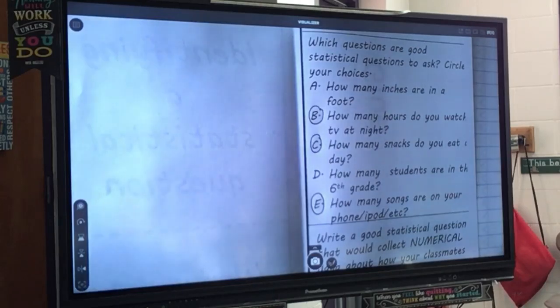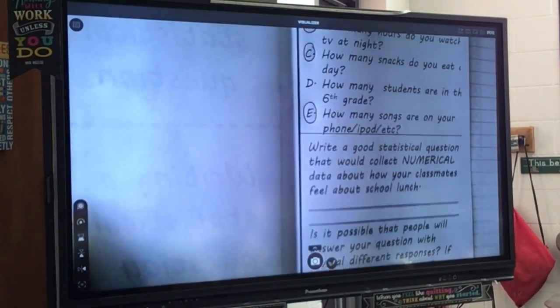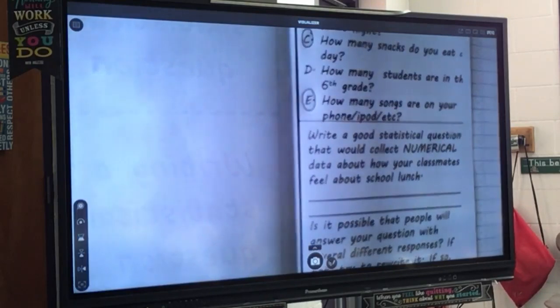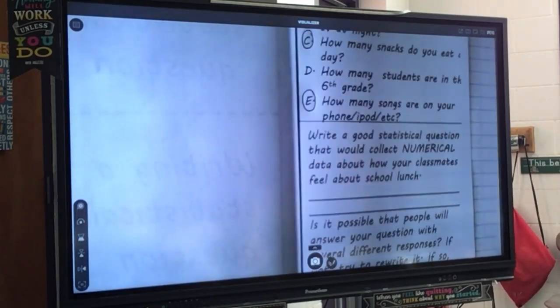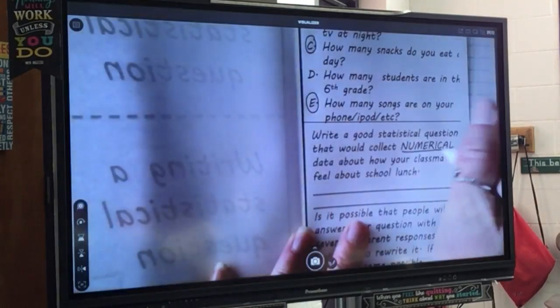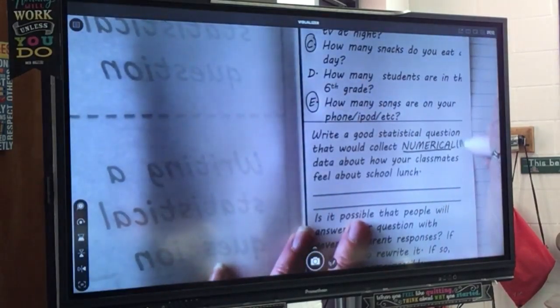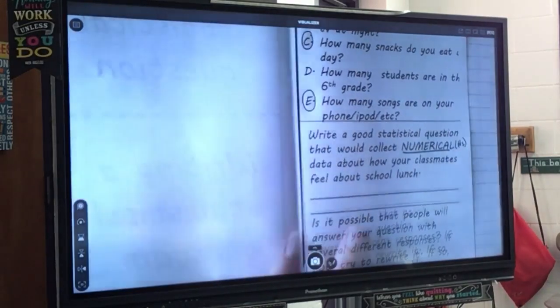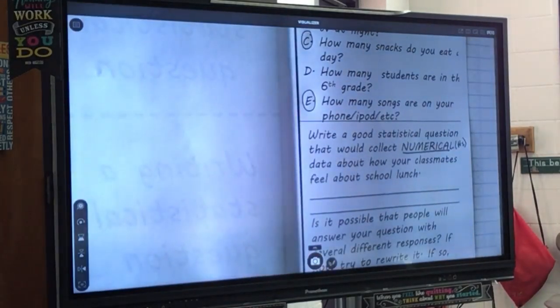Okay? All right, now, it says write a good statistical question that would collect numerical data. Numerical means what? Numbers. Just making sure. Numerical data about how your classmates feel about school lunch. So think about school lunch, and as a group, you are going to come up with a statistical question. Remember, before you start, it cannot be a yes or no, so don't say, do you like school lunch? That's not a statistical question.